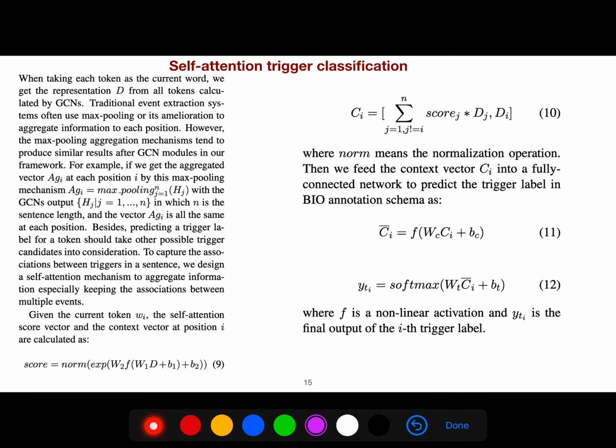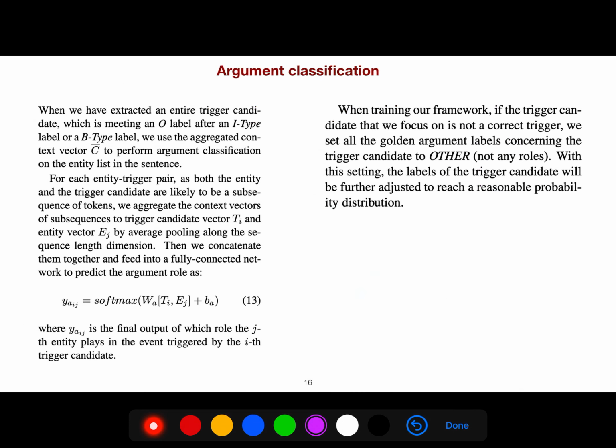Here we feed the context vector c_i into a fully connected network to predict the trigger label, because we have begin, internal, outer annotation. And f here is just a nonlinear activation. y_t is the final output of the ith trigger label. And for each entity trigger pair, we concatenate them, then apply a linear layer, then a nonlinearity, and we get the argument roles.